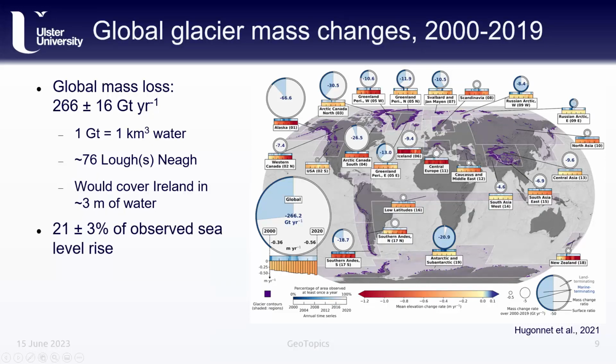This is about 1/5 of the observed sea level rise over that same period of time, and it's also accelerated. So between 2000 and 2010, it was closer to 200 gigatons per year, and between 2010 and 2019, it was closer to 300 gigatons per year. So we've actually seen an acceleration over the time period that we were looking at these changes.